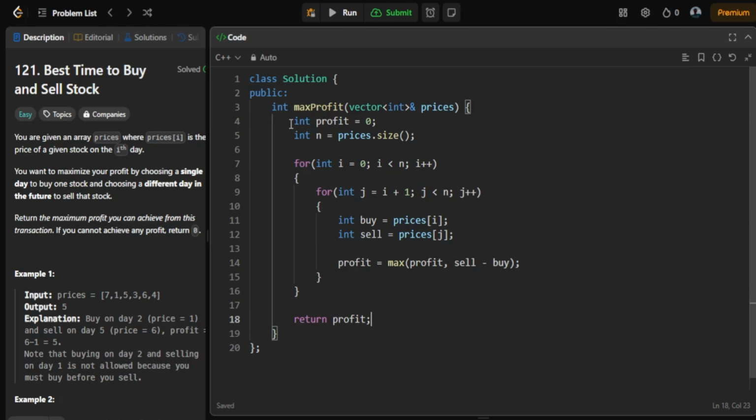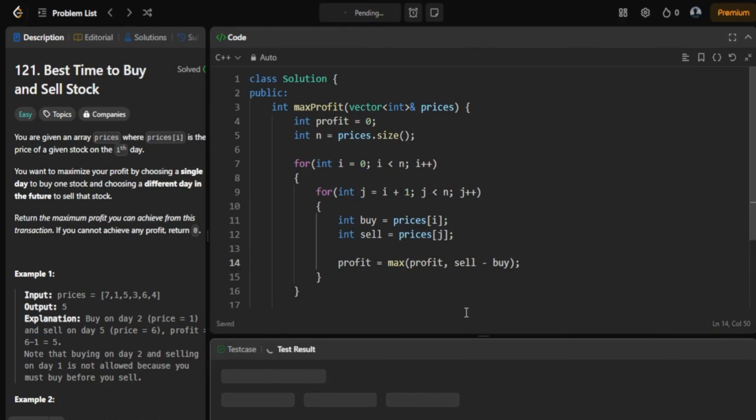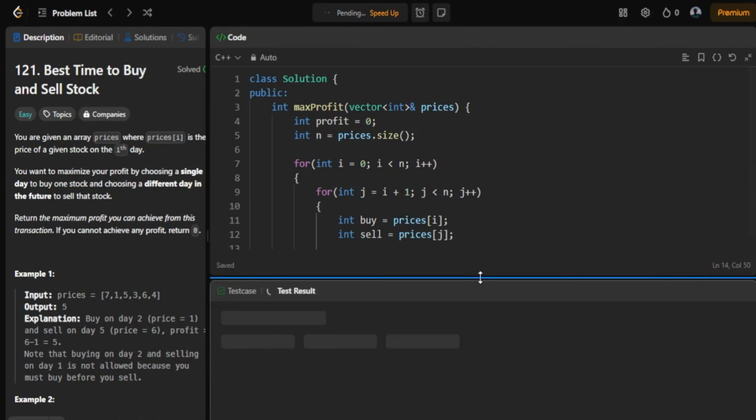We just made a profit variable and initialized it with 0. Then in n we are just storing the size of the prices array. Then we are running two loops, i from 0 to n, i plus plus, and then another loop, j, which is from i plus 1, lesser than n, j plus plus. We are just getting the value of buy and the value of sell, and then we are calculating our maximum profit, correct? Let me just run it and see if it is running fine or not.